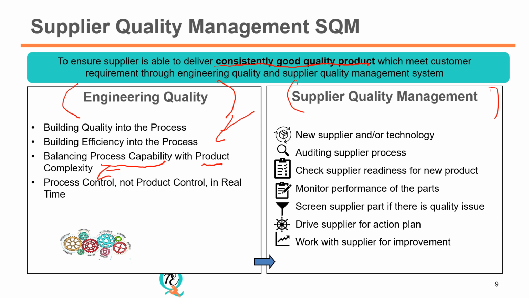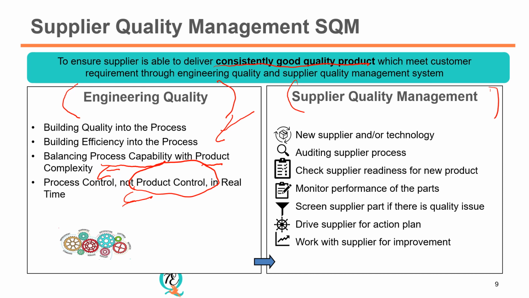And then also process control in real time to understand what quality issues happen immediately in the process itself, and not product control, where you only find defects in the final product which is already ready to deliver to your entity.